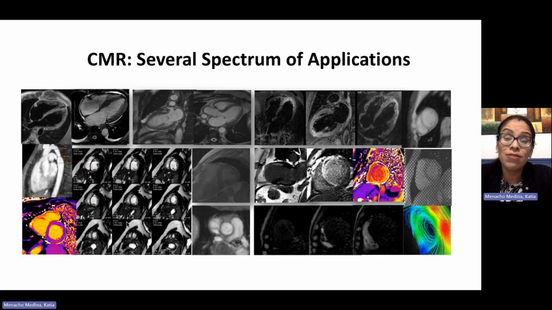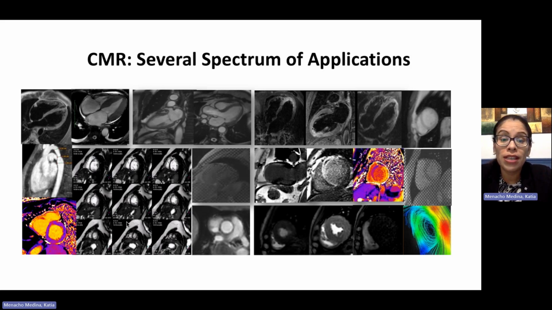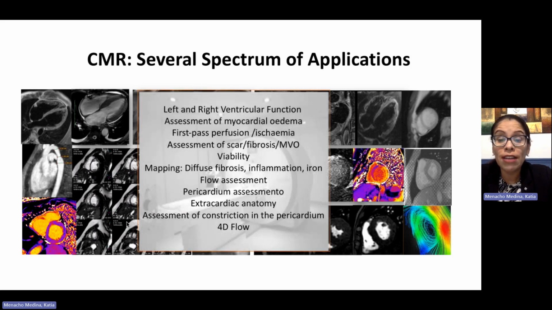And cardiac MRI has several applications. So you can see that, of course, we increase the number of sequences. It implies more training for you to run these sequences, but also assessing different parts of the heart. So we can assess the function of the heart, the left and right ventricular function. We can assess the presence of edema or inflammation, either with T2 STIR sequence or mapping sequences.